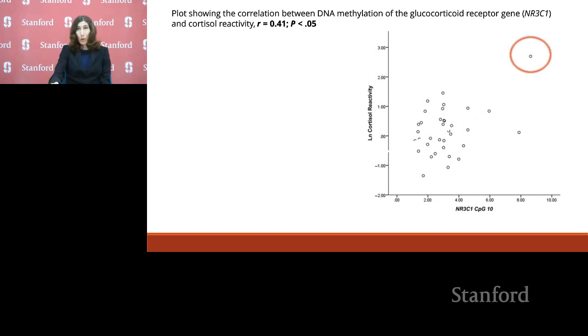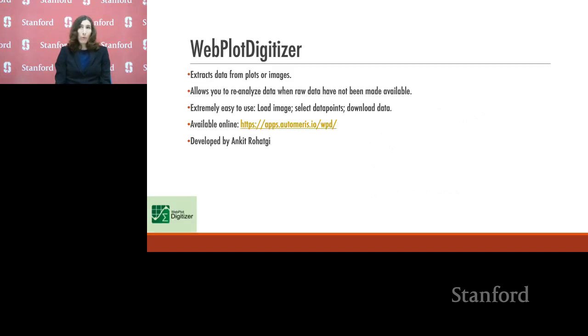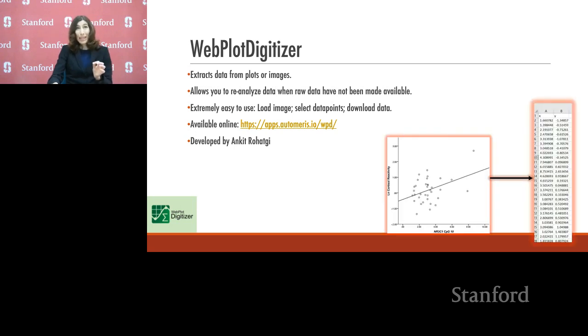I used one of my favorite online tools, called WebPlotDigitizer. It's useful when I'm reviewing papers, because most times when we're looking at papers, the authors have not provided the underlying raw data. I wish they would, but in a lot of cases they haven't. WebPlotDigitizer gives you a way to extract that underlying raw data from plots or images in the paper.